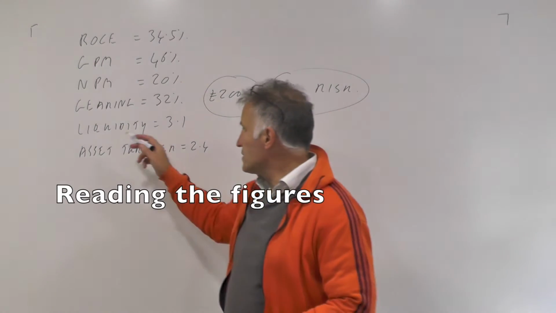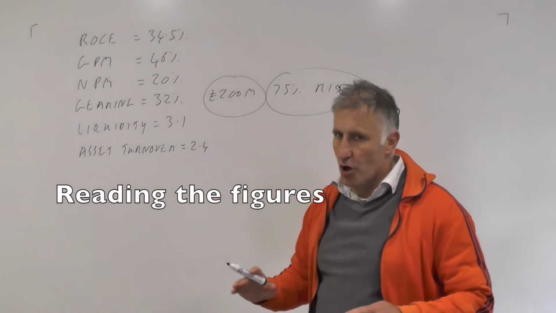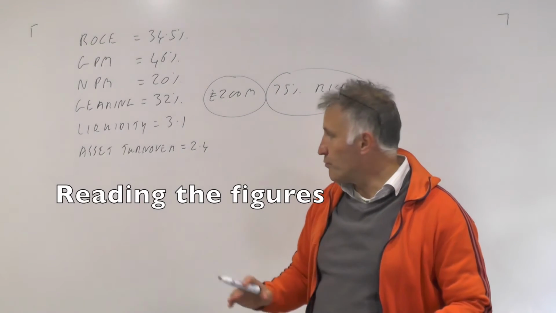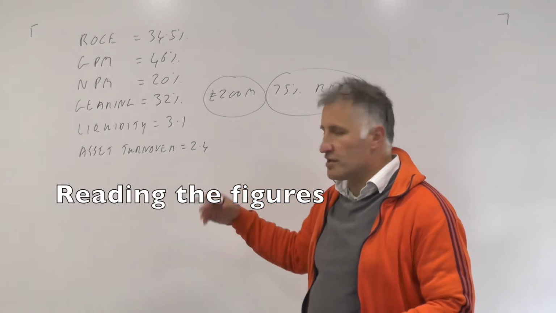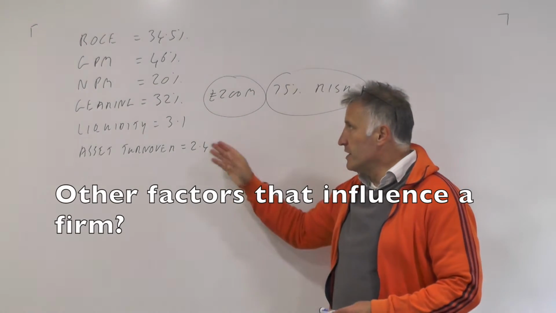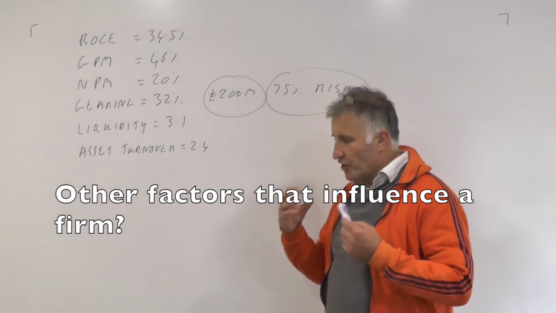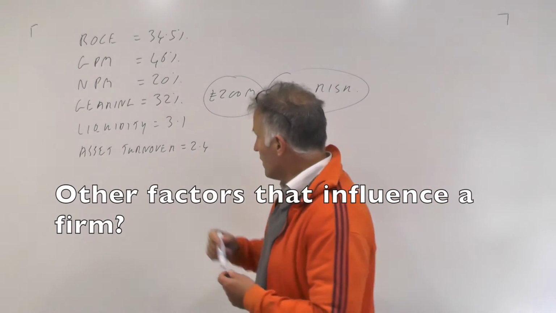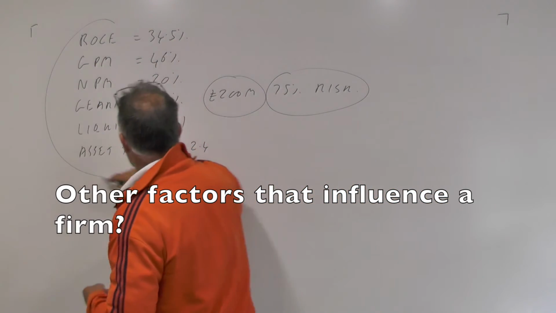The liquidity is roughly 3 to 1, so the firm has no cash flow problems, and the asset turnover is roughly 2.4 to 1. We really need to compare that also with other figures, but those figures immediately tell us a story that this firm is pretty good.